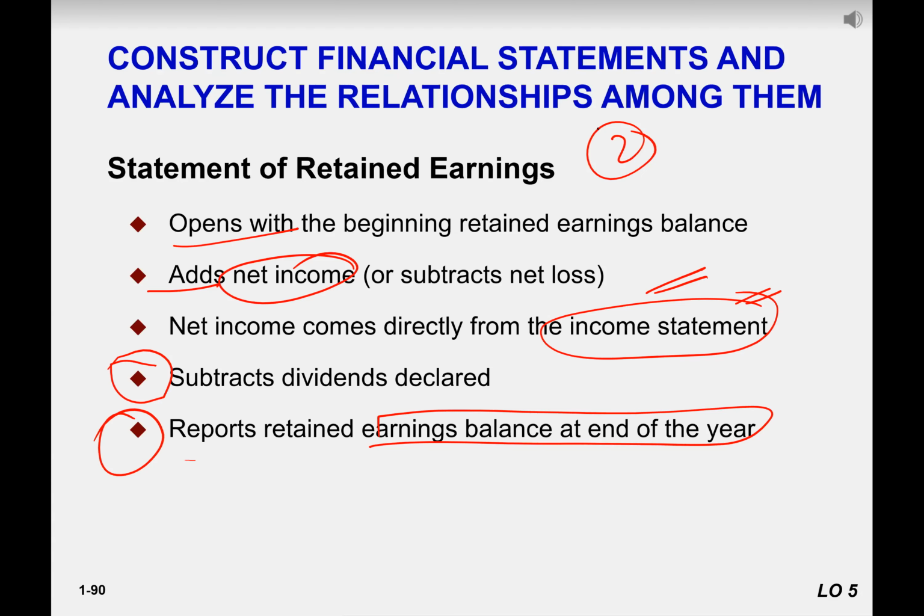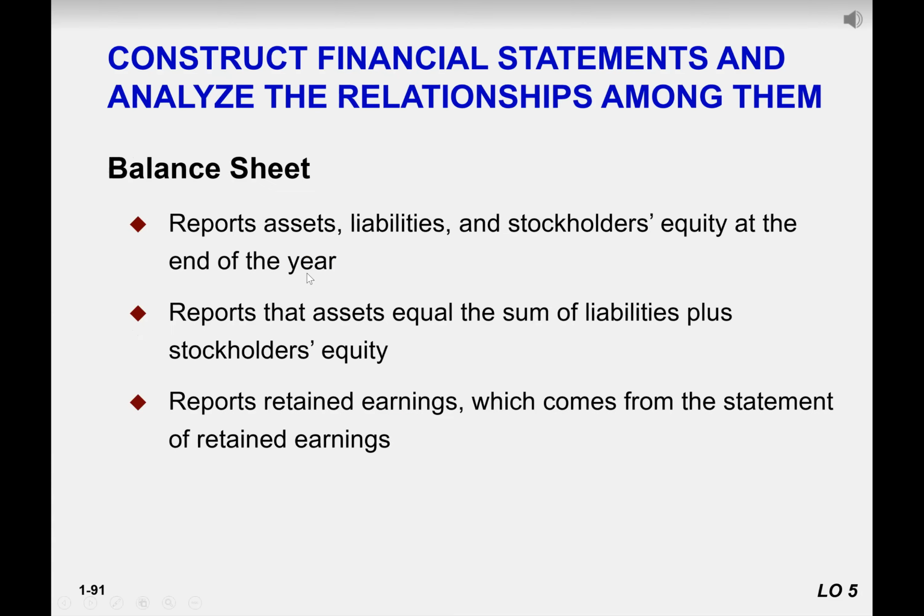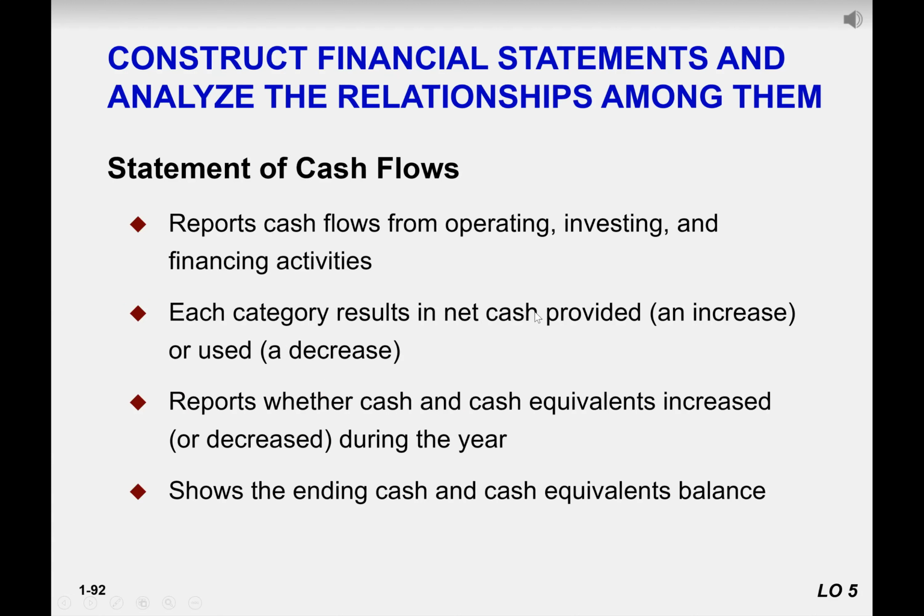First we make the income statement, then we make retained earnings, and then we make the balance sheet, right? So the balance sheet reports assets, it reports liabilities, it reports the owner's equity as well, right? So the retained earnings figure is coming from the retained earnings statement. How? Let's talk about it.